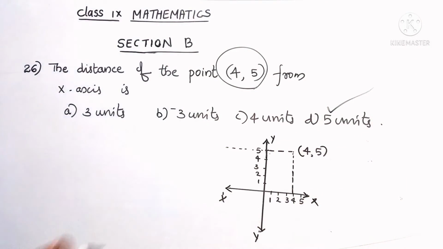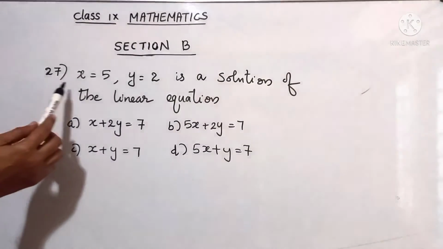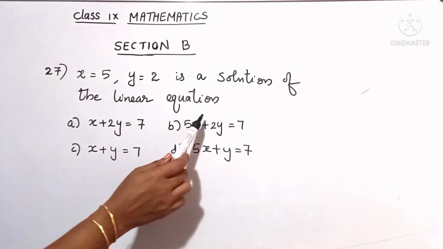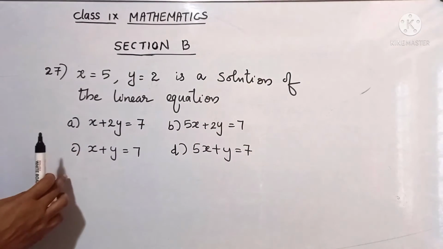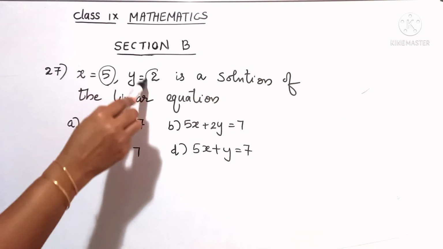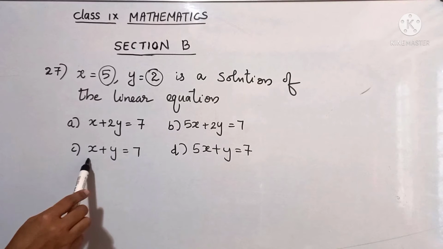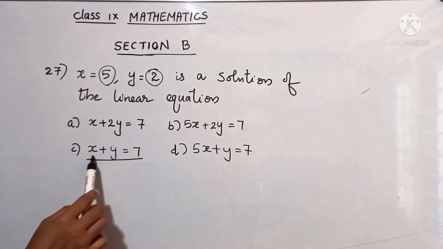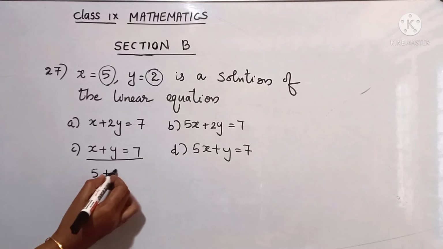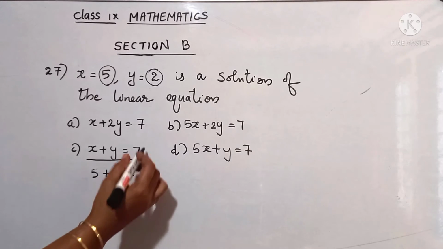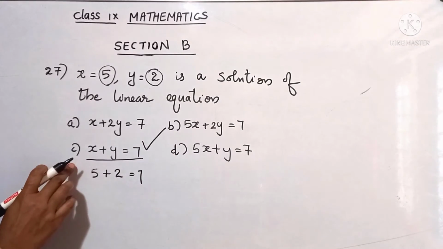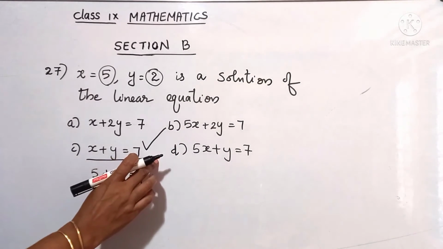Option D, 5 units. 27th question: x equal to 5, y equal to 2 is a solution of the linear equation. Here the options are given, and we can see x equal to 5, y equal to 2 very clearly. Just observing this, x we are giving 5 and y 2, here we are getting 7. So this is the correct equation. Option C, x plus y is equal to 7, is the answer.